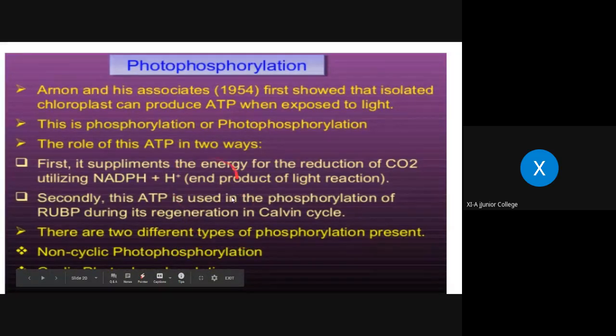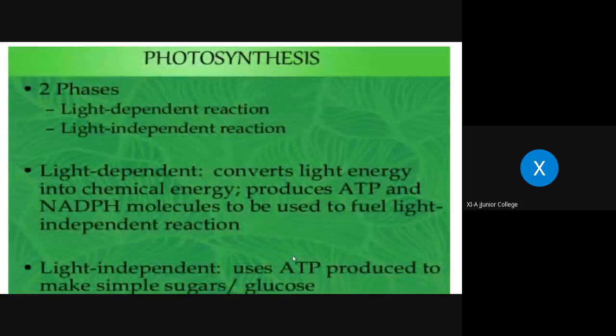You will not understand this part immediately. When I explain these processes, then you will understand clearly. So remember that photophosphorylation takes place in two ways, the cyclic way and the non-cyclic way. We will discuss step by step.